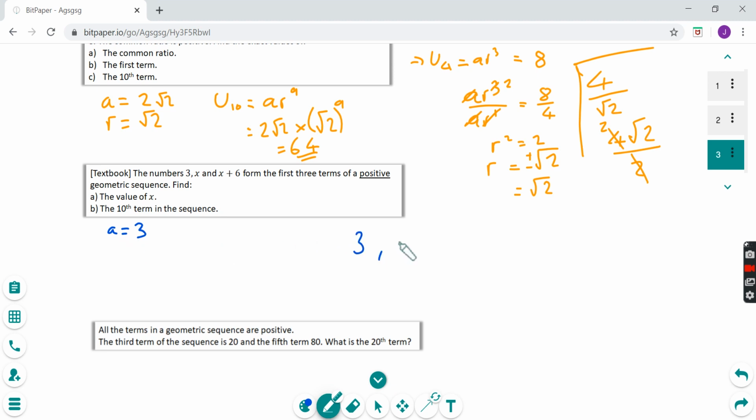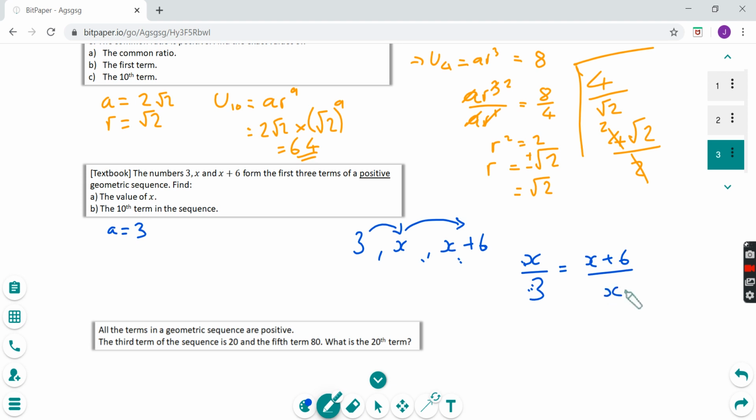So if we think of it like a line as in the sequence, it looks like this, doesn't it? So whatever you multiply 3 by to get to x is the same thing that you multiply x by to get to x plus 6. So the secret here is that the relationship between x and 3, and we're going to do a division because this is about multiplication and division, a geometric sequence. Whatever the ratio between the second and the first term is will be the same as the third and the second. That's why they give you 3 terms.